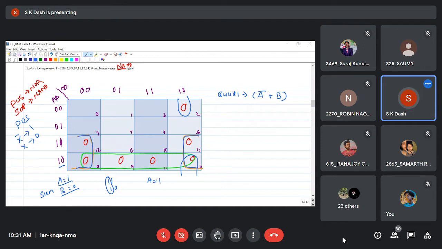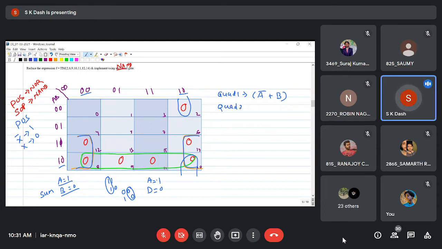In CD, 0, 0, 1, 0. So what is common? क्या common है? C. Second 0 is common. Second 0 is for D. So A equal to 1 common. B equal to 0 common.